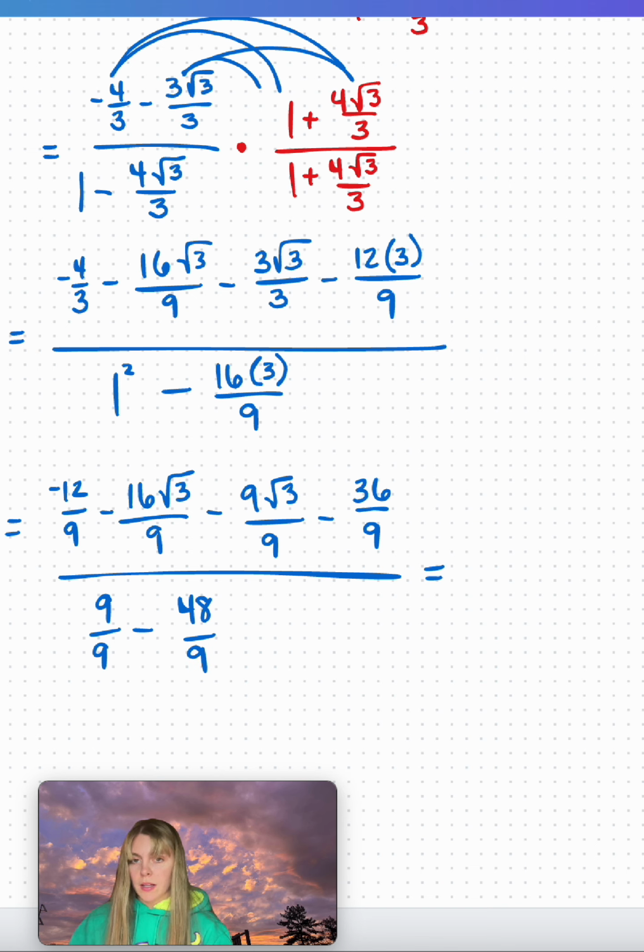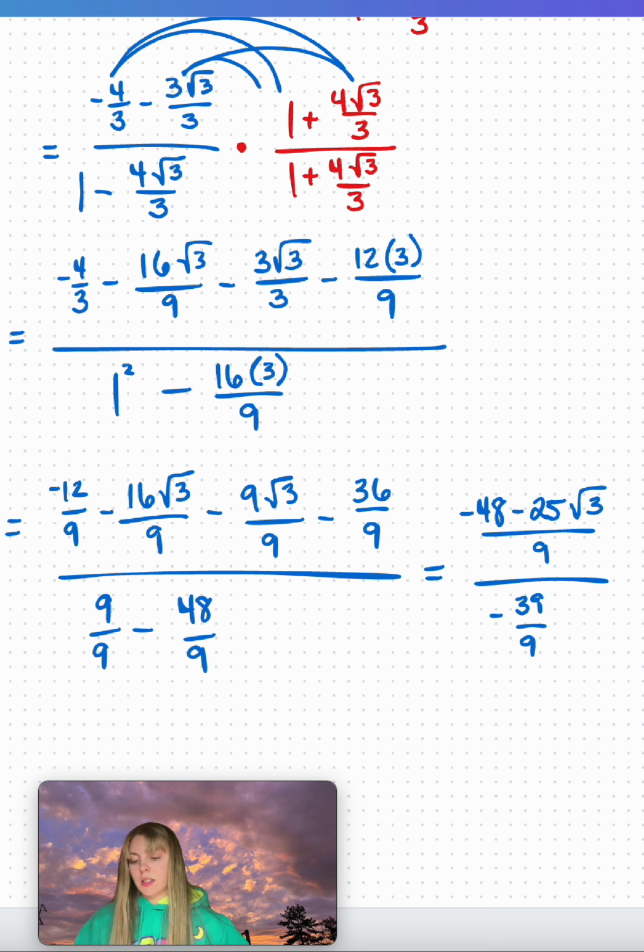We can simplify here by doing the subtraction. So we have negative 48 minus 25 root 3 all over 9, right? So I did the subtraction in the radical fraction terms, and I did the subtraction in the non-radical fraction terms. And this is all going to be over negative 39 over 9.